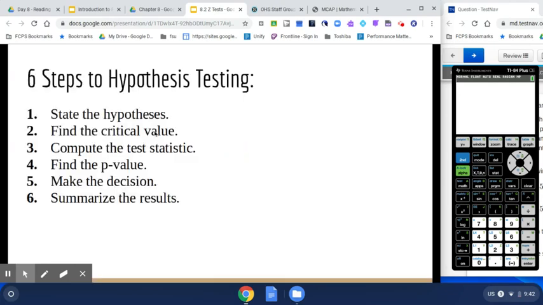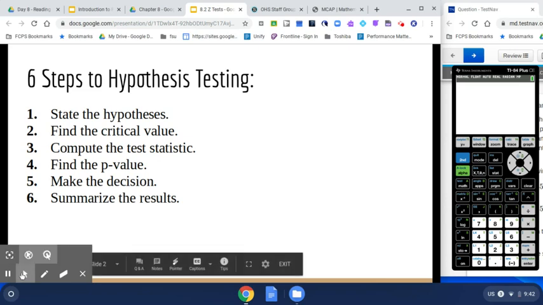All right, so yesterday's notes, we did talk about forming the null and alternative hypotheses. That was the first step of hypothesis testing. We did mention that there were 5 additional steps: finding the critical value, computing the test statistic, finding the p-value, making the decision, and summarizing the results. We will be going through all 6 steps today with the examples that we're looking at. So we are going to jump right into the first example.